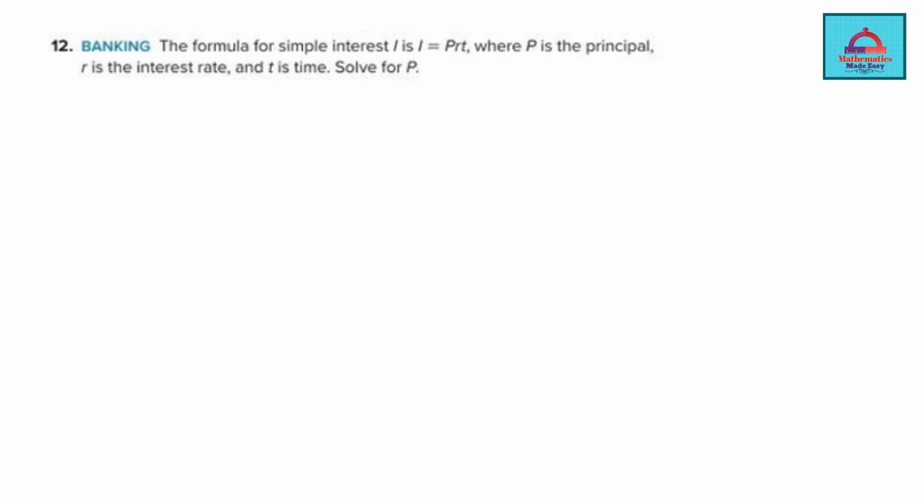First we write the given equation, that is I equal to P multiplied with R with T, where P is the principal, R is the interest rate, and T is the time. So there are three variables. Out of these three variables, we need to solve for P. So what we are going to do here is keep the variable that we need to find the value of, that is P, on this side, and move the remaining variables to the other side.